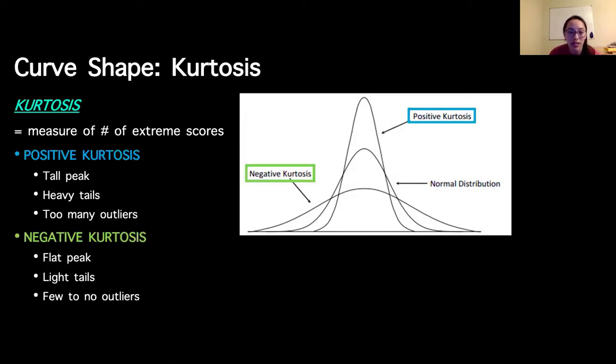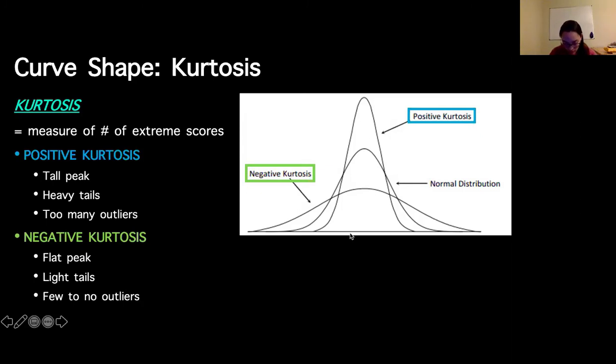Negative kurtosis, the peak is flattened, so it's kind of sad and depressed towards the x-axis, right? But what that indicates is you can see there's higher frequencies in these outer regions now, right? And again, don't think of this as completely merging with the x-axis, but kind of floating above. And so these higher frequencies on the edges are going to indicate that we have few to no outliers, right? So in this case, we have light tails where they're kind of floating off of the x-axis, okay?